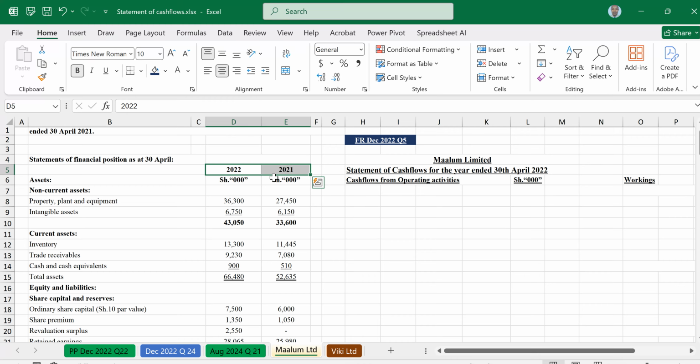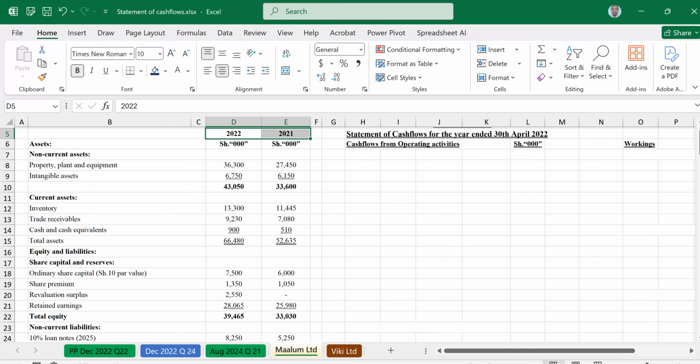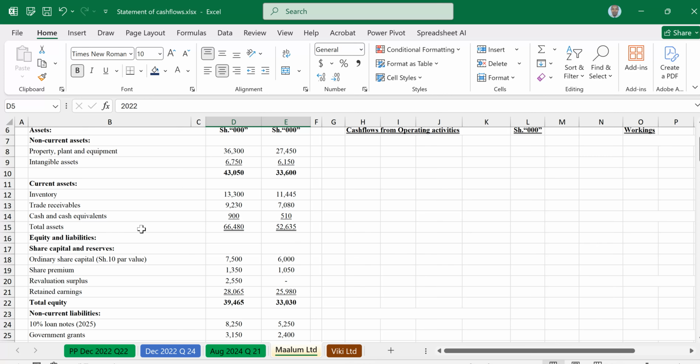So the statement reads, assets for 2022 and 2021. We have property, plant and equipment and also intangible assets. Then we have current assets from inventory to cash and cash equivalents. Then we have our total assets.